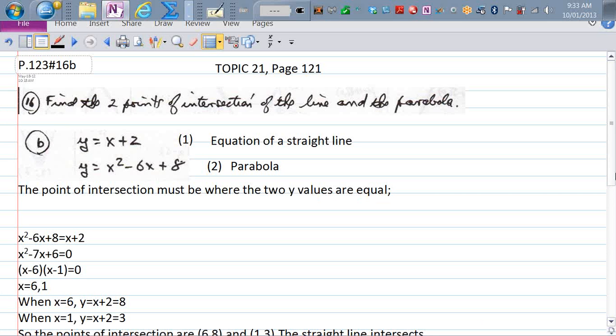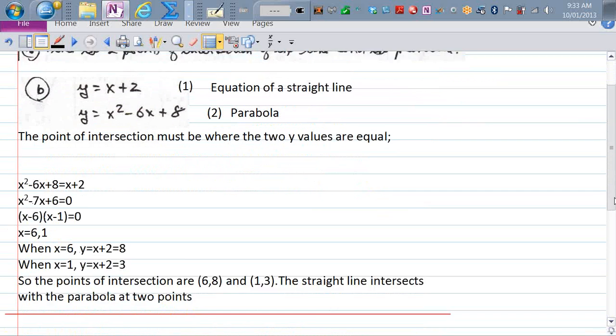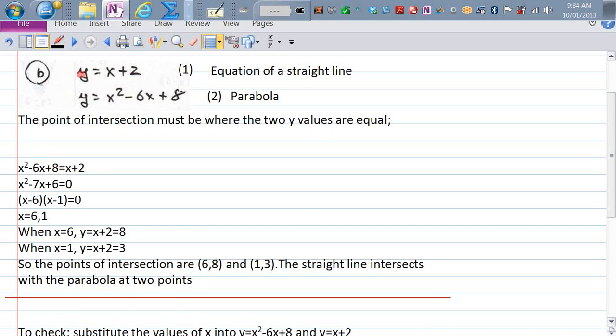So what we do is we set this y equal to that y, so x squared minus 6x plus 8 equals x plus 2. The only way we can solve this is to realize that if they intersect, the y values must be the same. That's going to give us an opportunity to get everything in terms of x. So now I bring this x to this side, I get minus 7x. I bring the plus 2 to this side, I get plus 6. Now I factor it, and I get x is equal to 6 and 1.